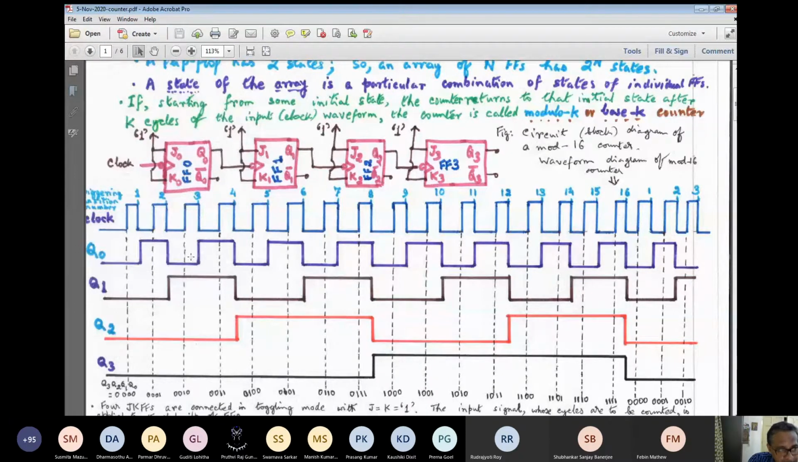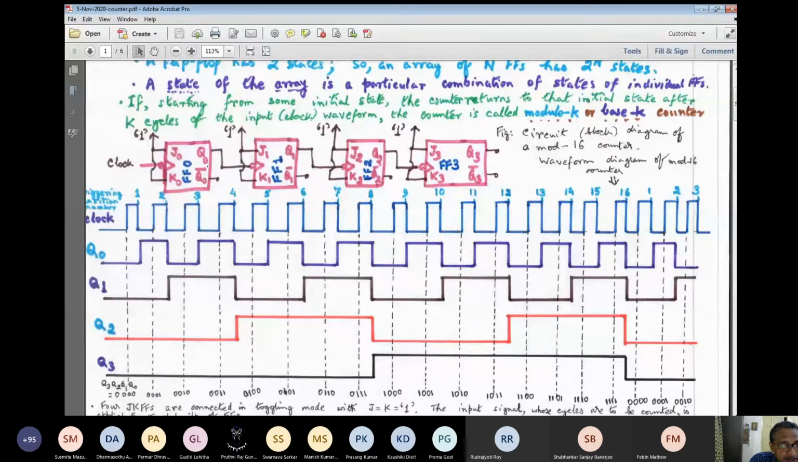Likewise, if you now proceed to the triggering transition number 3, here you see FF0 will definitely have a transition at each of the active edges. It will have a clock wave of the highest frequency. If you notice carefully, the frequency of the waveform obtained at Q0 is half of the frequency of the clock waveform itself. So you can say that FF0 divides the frequency of the clock by a factor of 2.